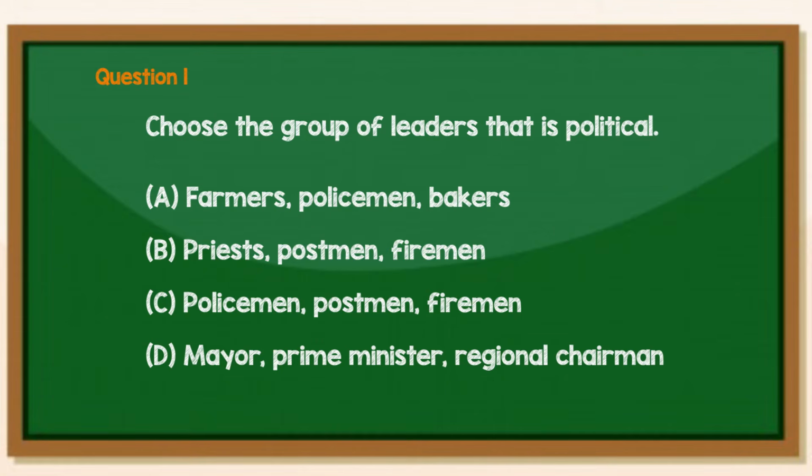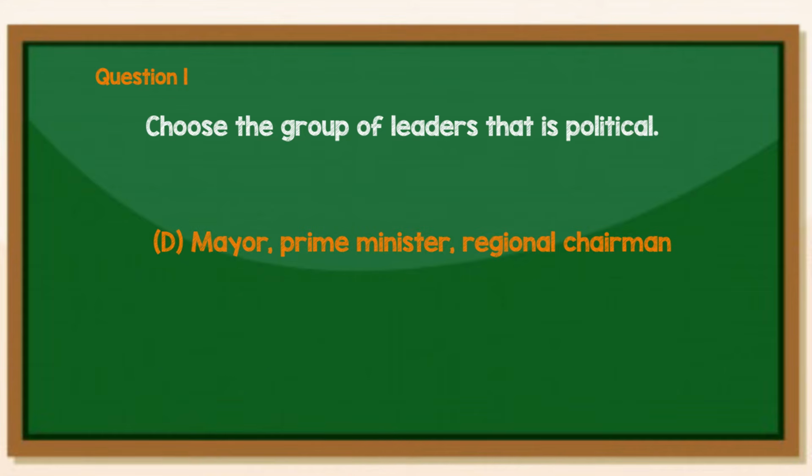Choose the group of leaders that is political. A. Farmers, policemen, bakers. B. Priests, postmen, firemen. C. Policemen, postmen, firemen. D. Mayor, prime minister, regional chairman. The answer is D. Mayor, prime minister, and regional chairman. These are all political leaders.